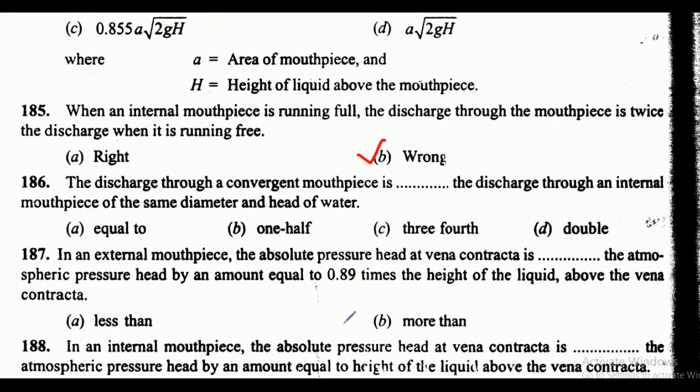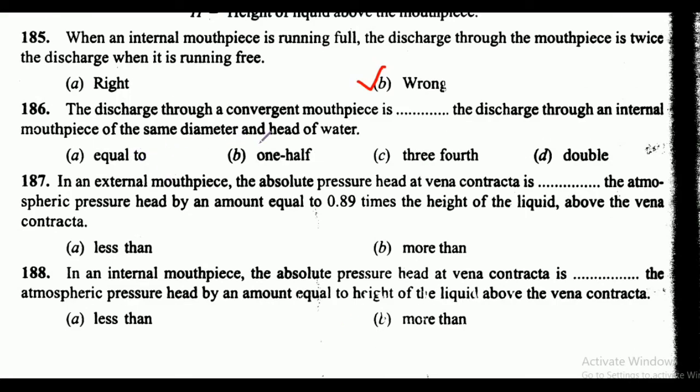Next is: the discharge through a convergent mouthpiece is dash the discharge through an internal mouthpiece of the same diameter and head of water. So here, friends, these are the options, and here the correct answer is option D, that is double.